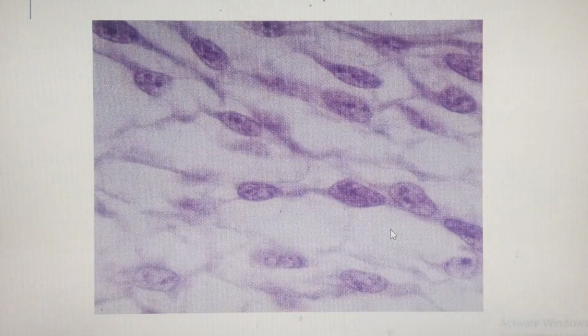Over there, we are going to call it Wharton's jelly. The ground substance, that whitest thing, we will call Wharton's jelly. So please get to know that.